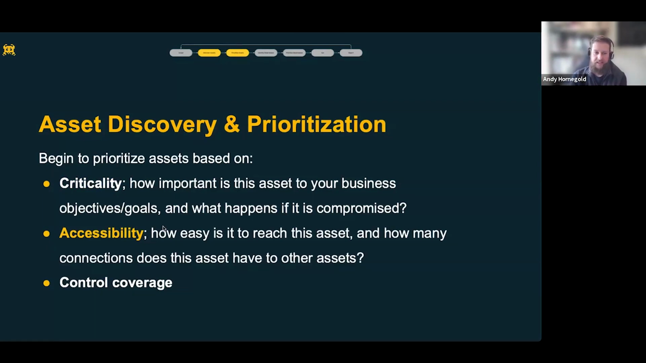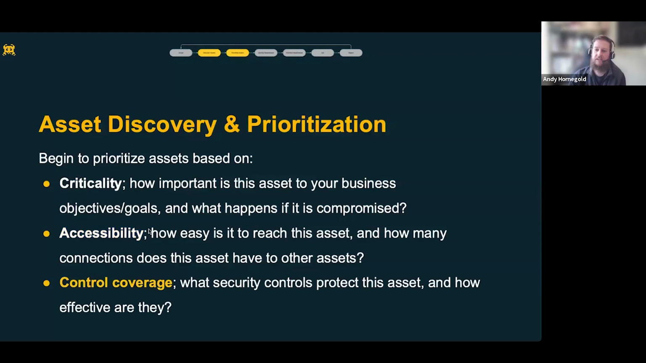This is going to be really important. The accessibility side of things is kind of useful when it comes to the attack path mapping that I'm going to come on to shortly. Finally, control coverage. What security controls protect this asset and how effective are they?